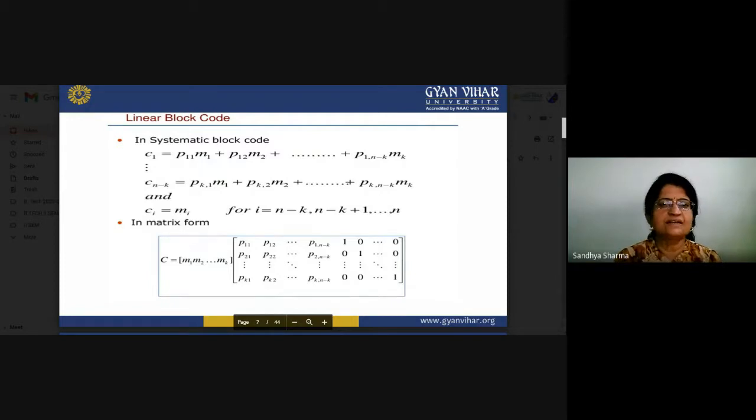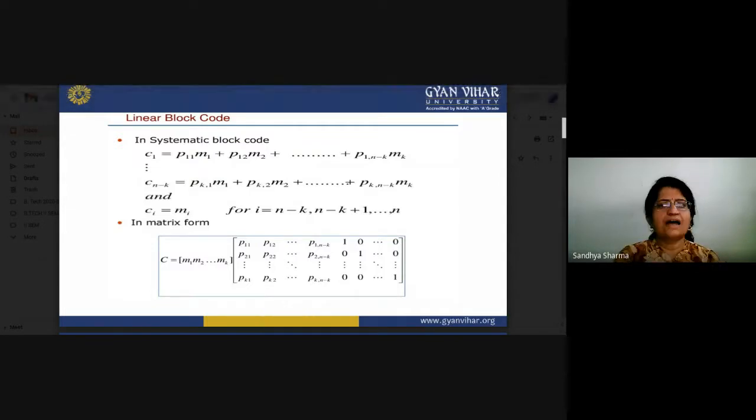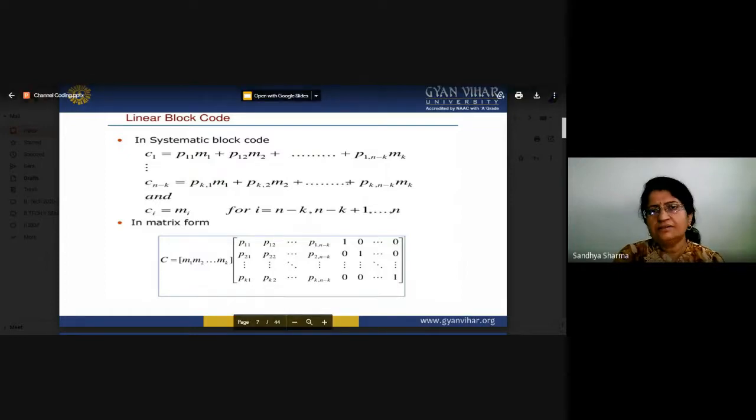So ci is equal to mi, which means c1, c2, c3 up to ci is equal to m1, m2 up to mi. We are talking about ci equal to mi for i equal to n minus k, n minus k plus 1, up to n. That is how you can define these terms. So c1 to c(n minus k) we define as our parity bits, and after that, ci to mi is the data word.